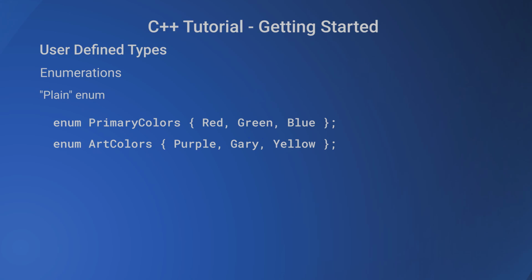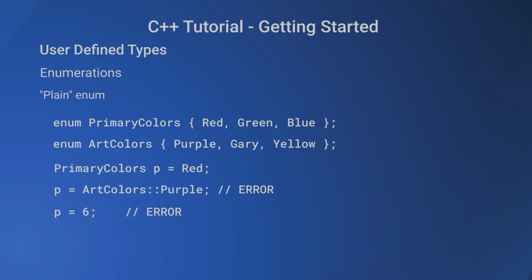A variable of type primary colors can take a value red, green or blue. For example, primary colors P equal to red. P can take a value of primary colors only. Suppose we say P equal to art color purple, this is an error. Or if we say P equal to 6, this is also an error.